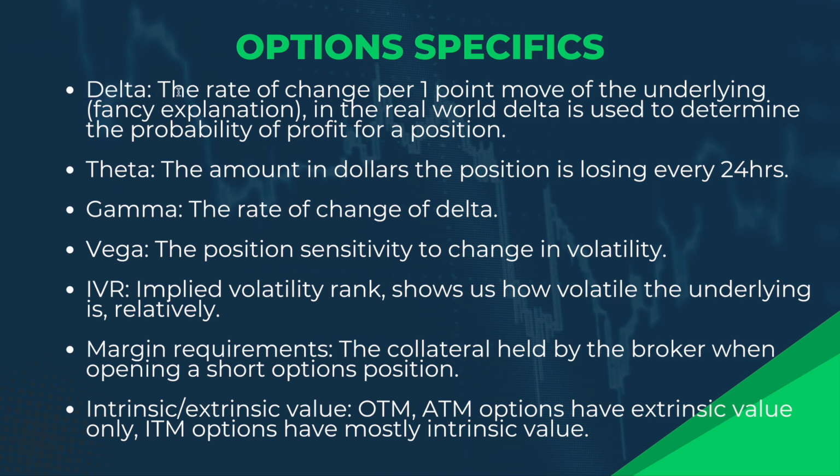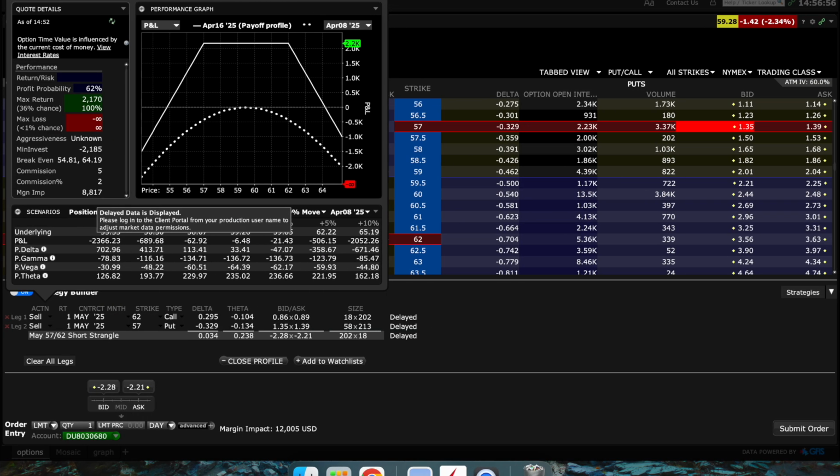So delta, what is delta? This is the fancy explanation: the delta is the rate of change per 1 point move of the underlying. Just a really fancy explanation of what delta is. In the real world, delta is used to just tell you the probability of profit for a position. So let's see what it looks like.